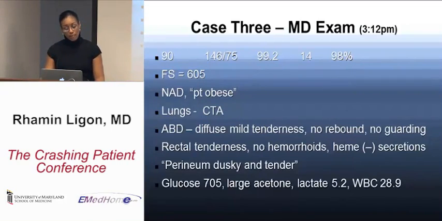On exam of her abdomen, it's noted that she's got diffuse mild tenderness, no rebound, no guarding. There's some rectal tenderness. No hemorrhoids were noted. She's got heme-negative secretions, but of significance is handwritten in that the perineum is dusky and tender. Her labs come back with a glucose of 705, large acetone, a lactate of 5.2, and a white blood cell count near 29.